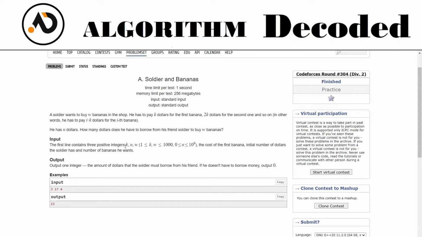First line contains three positive integers K, N and W. K and W are in the range of a thousand and N is in the range of 10 to the power 9. Okay, the cost of the first banana. So here K represents the cost of the first banana, कि पहली बनाने की क्या cost है, and the initial number of dollars the soldier has. So N represents the initial number of dollars, and W represents the number of bananas he wants. उसको कितने bananas चाहिए.